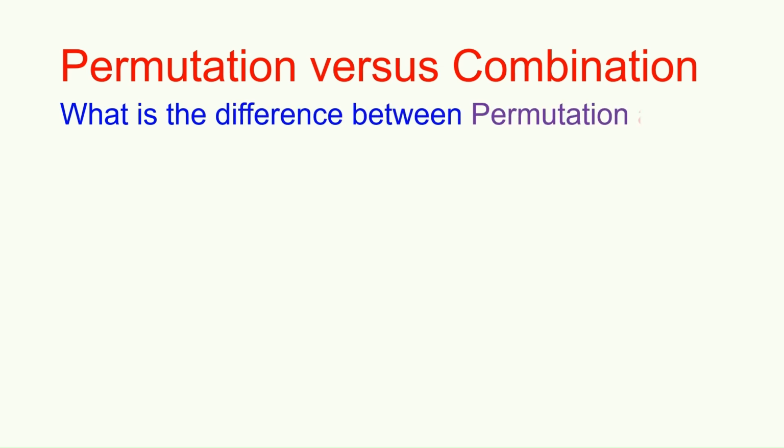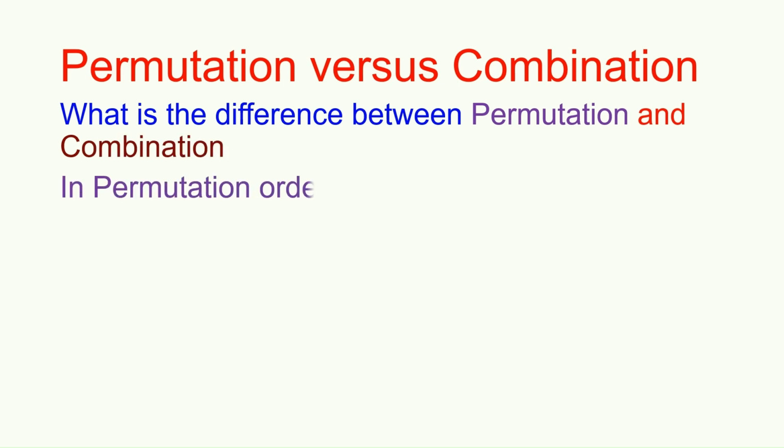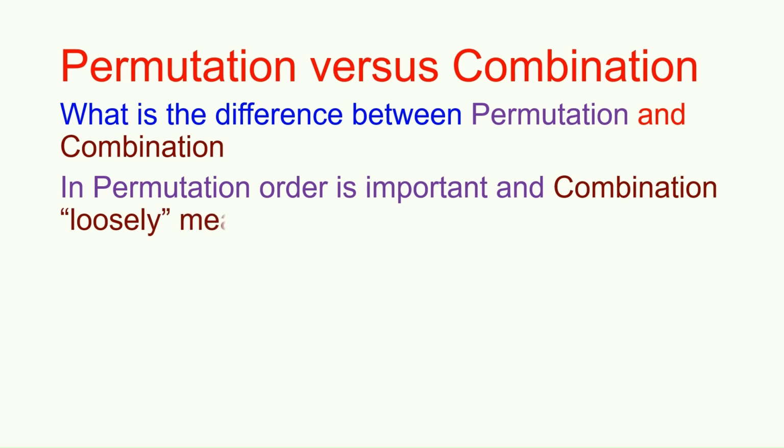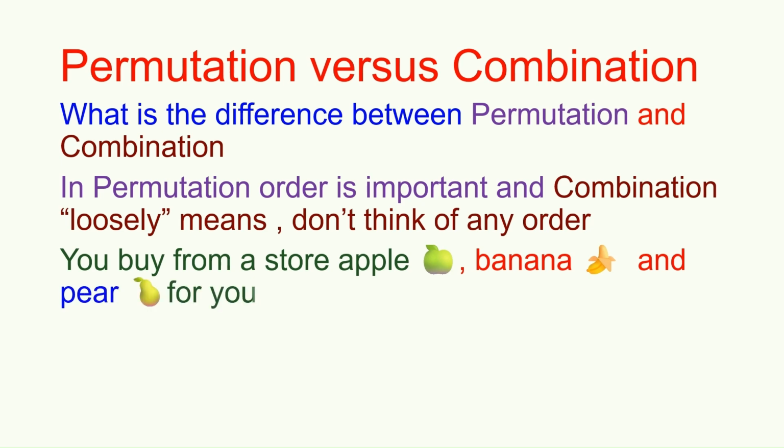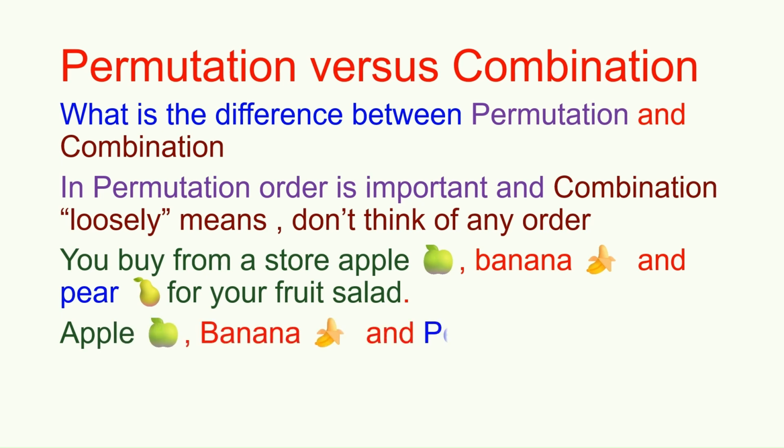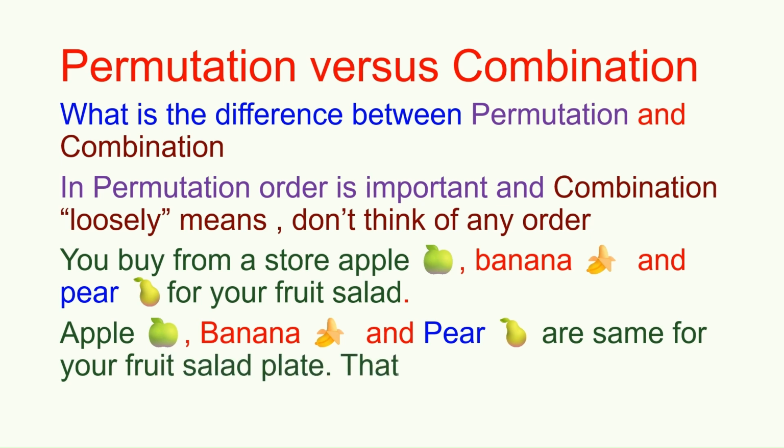Permutation versus combination. We will try to learn the basic difference between permutation and combination. In permutation, order is important, and the combination loosely means don't think of any order. You buy from a store green apple, banana and pear for your fruit salad. Green apple, banana and pear are the same for your fruit salad plate. That is the combination of fruits.